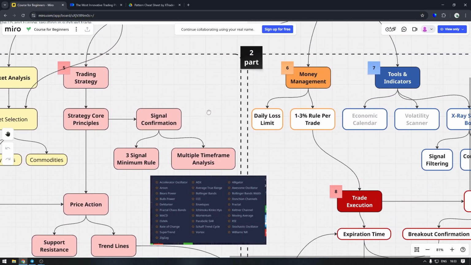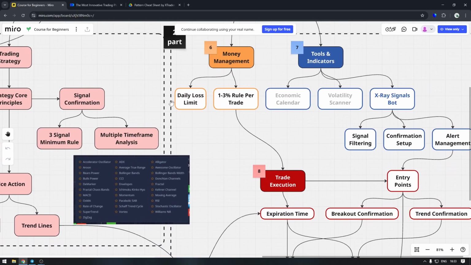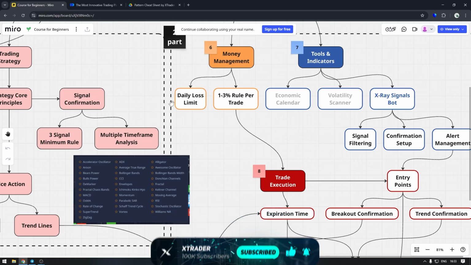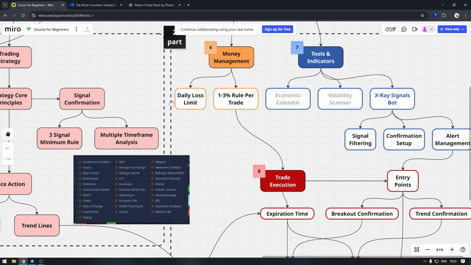Then, money management. Money management is what separates professionals from amateurs. You can have a profitable strategy and still lose your deposit due to poor risk management. Some key principles: position size 1 to 3, maximum 5% of your deposit per trade. This is a golden rule. With a $1,000 deposit, the maximum trade is $30. This allows you to withstand a series of losses without critical damage.